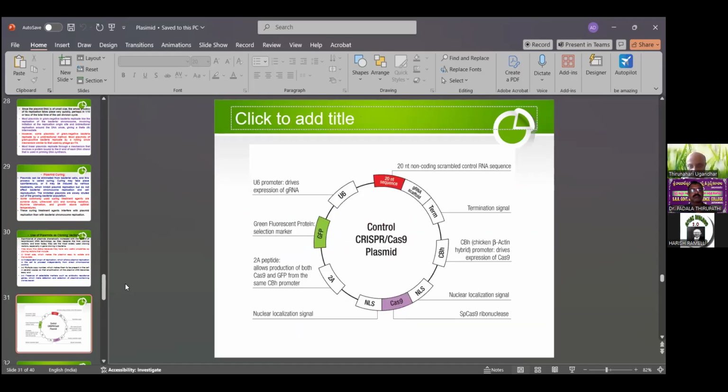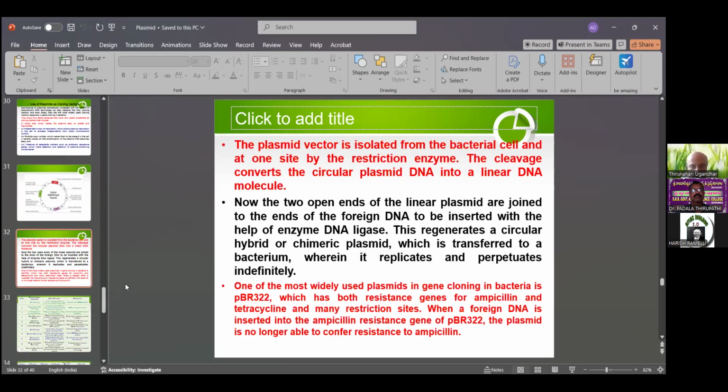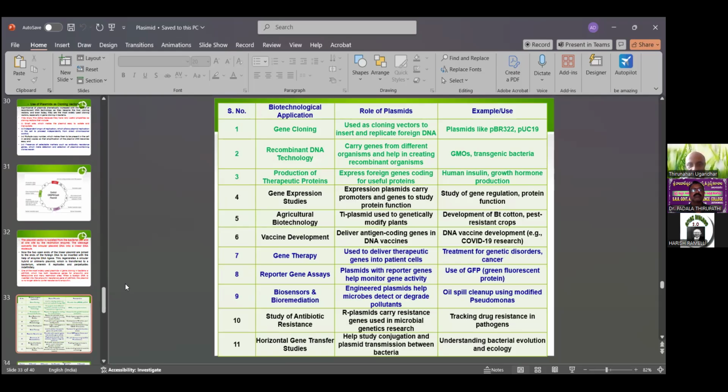So this is also control of the CRISPR plasmids. It is also an artificial type of gene. It is one important plasmid vector. Here is also the question: what is the role of biotechnology in plasmids? The role of plasmid in biotechnology.